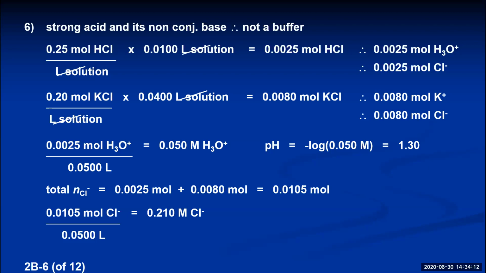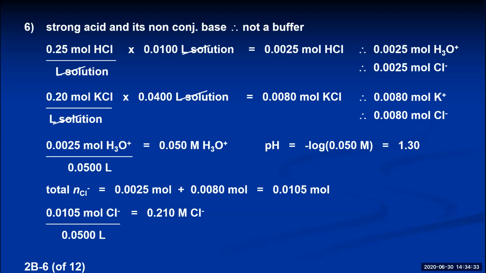Number 7, a buffer is prepared by mixing 20.0 milliliters of a 0.60 molar phosphoric acid solution with 10.0 milliliters of a 1.8 molar sodium dihydrogen phosphate solution. 7a, calculate the pH of the solution, and then is it acidic or basic?